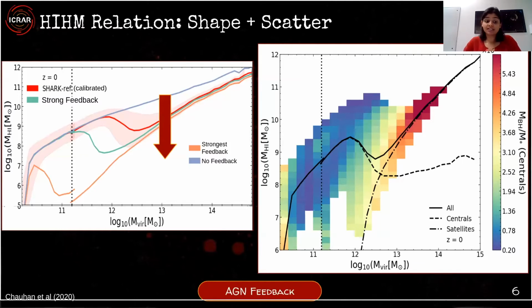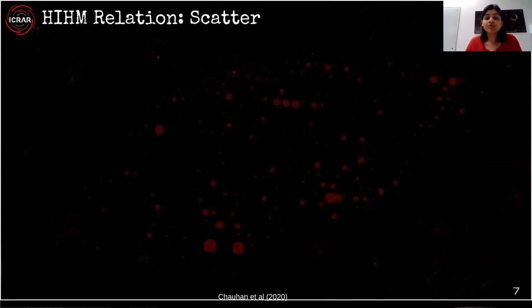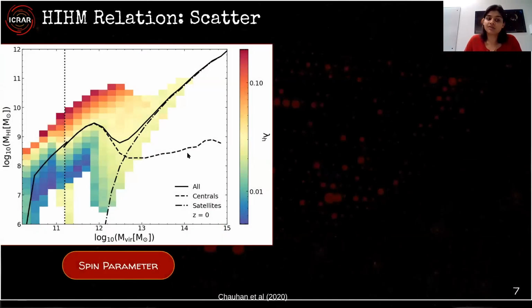Now, we know that AGN feedback is making a difference. What we were more curious about was to see if we could constrain the scatter around the H1 halo scaling relation using only halo properties, which would also help us come up with a numerical model that could populate halos with H1 based on just the halo properties, just to have an idea if this is possible or not. And what we find is that we can constrain the scatter around the H1 halo scaling relation using the spin parameter of the halo, which is really a great constraint for lower mass halos.